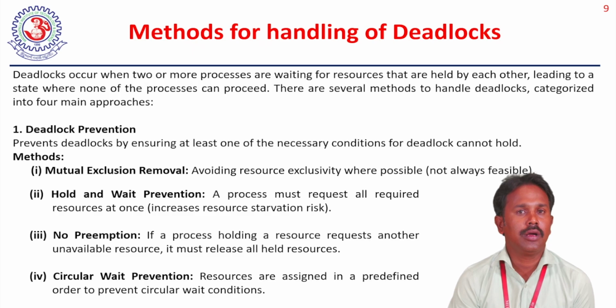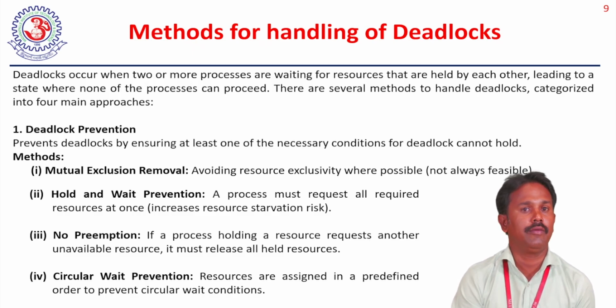Next, coming to methods for handling deadlock, there are three methods for handling deadlocks. One is deadlock prevention, another one is deadlock avoidance, and the next one is deadlock detection and recovery. Coming to deadlock prevention, by ensuring at least one of the necessary conditions for deadlock cannot hold, we can prevent the deadlock, either mutual exclusion, hold and wait, no preemption, or circular wait.